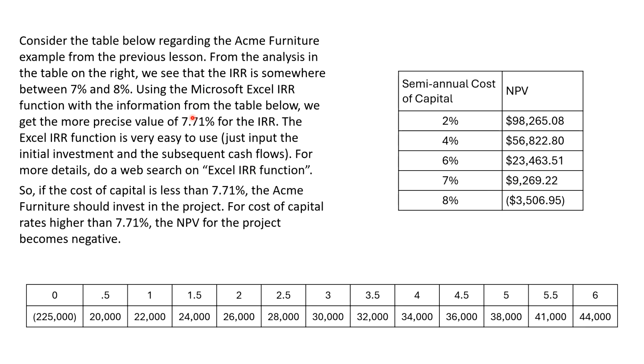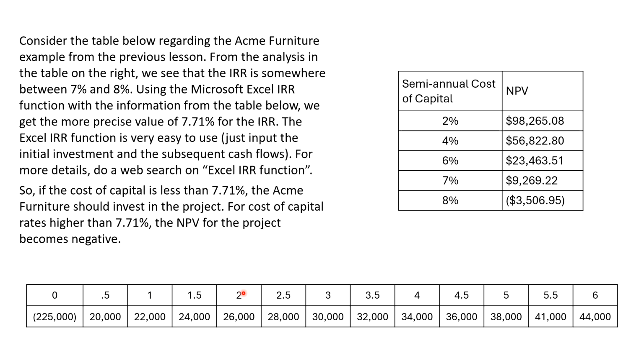And so we want to compute that using the Microsoft Excel IRR function with the information from the table below. And these were the cash flows, the net cash flows. This was the initial outlay investment, so it was negative. And then these were the anticipated cash flows. They were all positive going over 6 years. They were listed in semi-annual amounts here.